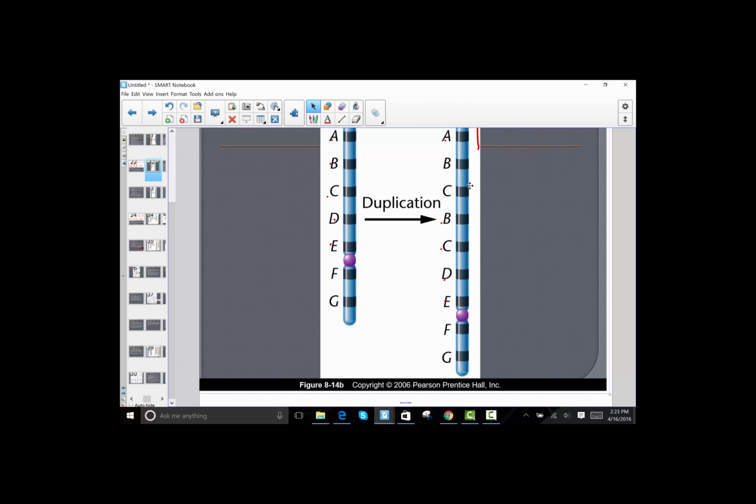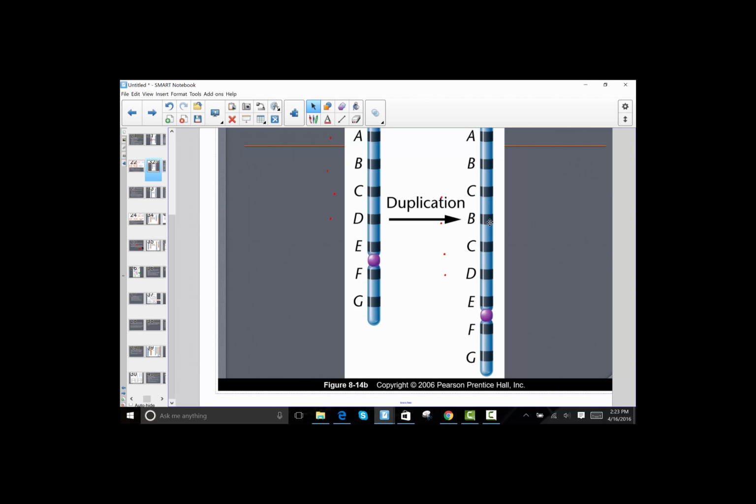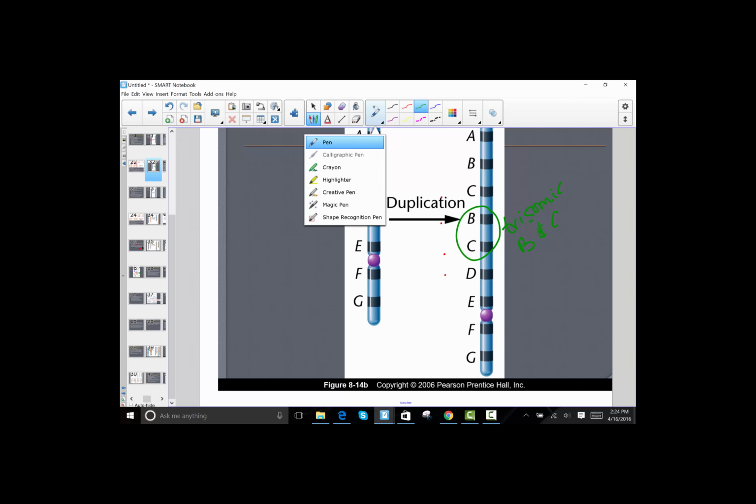So it's going to be trisomic for B and C here. I think my pen went away. There we go. For B and C. Okay? So if an individual receives this chromosome along with a normal chromosome, then you will have 3 copies of B and you will have 3 copies of C. And we talked about how this isn't always a good thing because you can't compensate for the dosage in this particular sense.